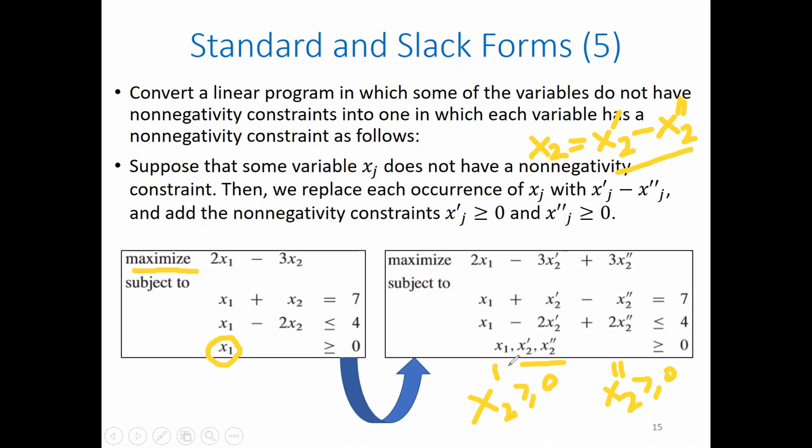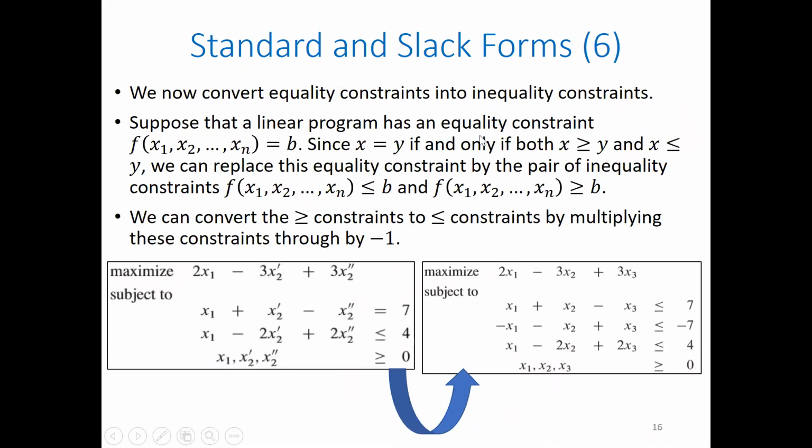So now I corrected the maximize and also the last default constraint. What remains is this naughty one, and we'll see how to do that. Next, we want to make this into the form of less than equal to. This is very simple again. We know that if x is equal to y, then this implies that x is greater than equal to y and x is less than equal to y. Is it true?